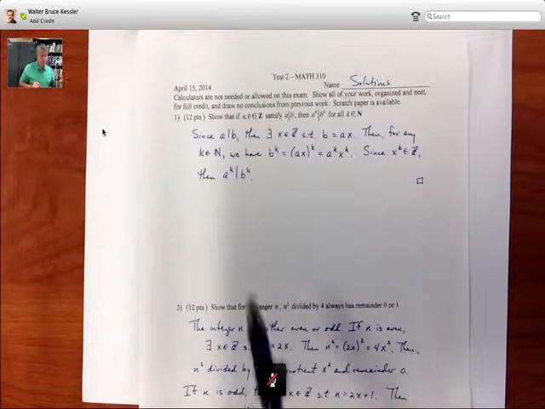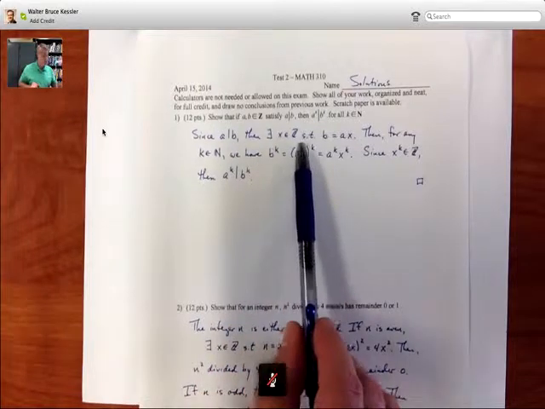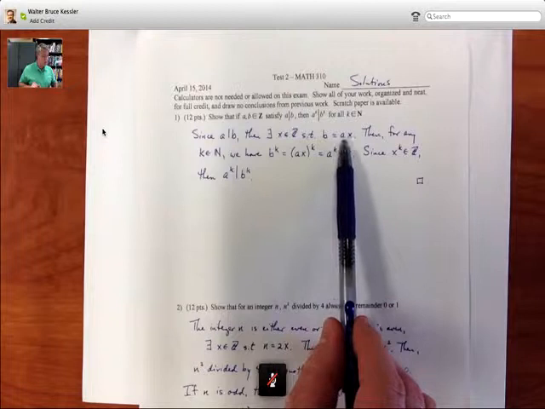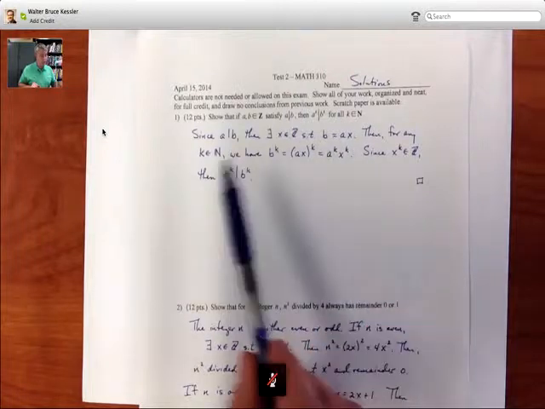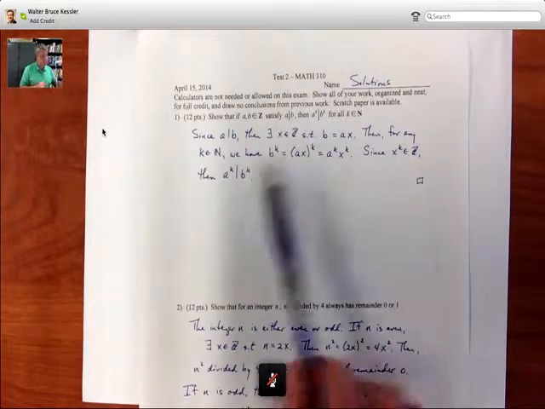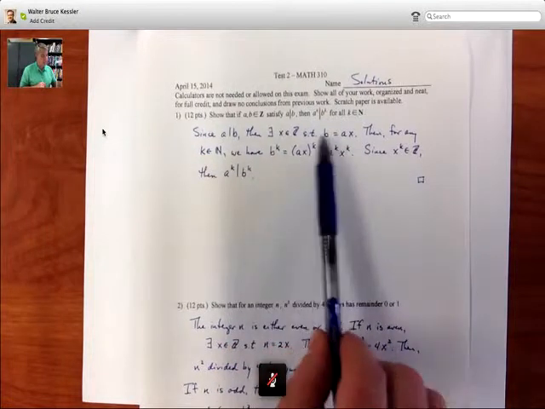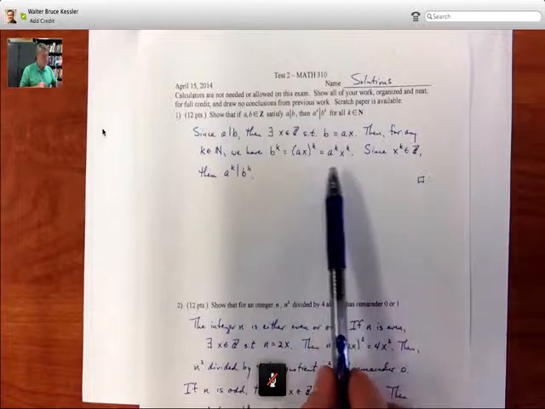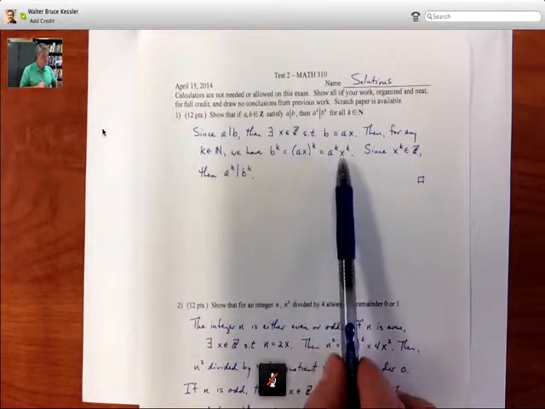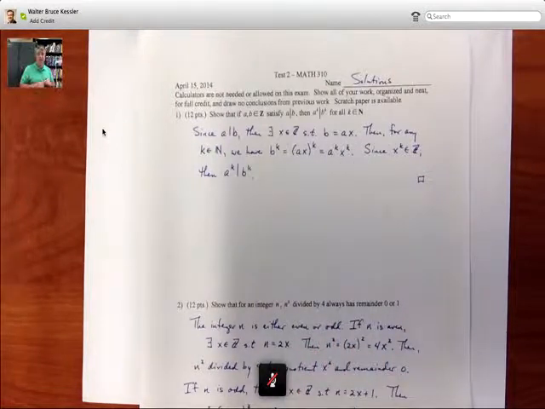So the way we write that up is we say, okay, since A divides B, then there's some X that's an integer such that B is A times that X. And then for any K, and you could do this with induction, but it's really not necessary because it's not building on the previous step. But for any K, natural number, we have B to the K is A times X to the K, just raising both sides to the K power. And then this is A to the K times X to the K. And then since X to the K is an integer, that means that A to the K divides B to the K. And we're done.